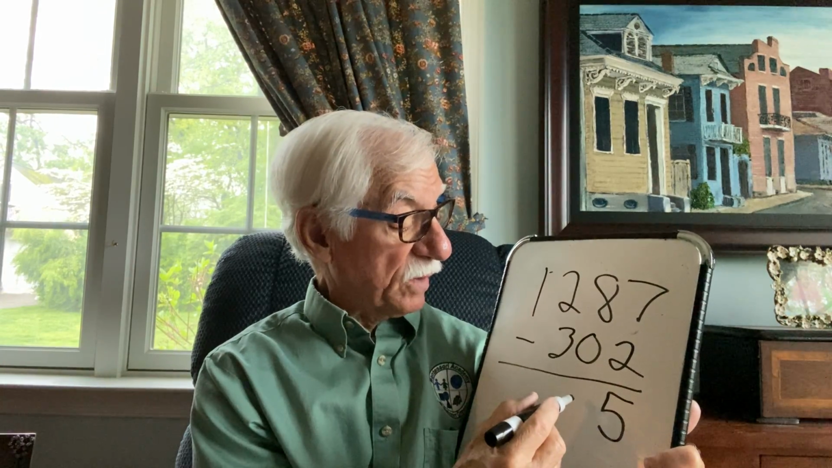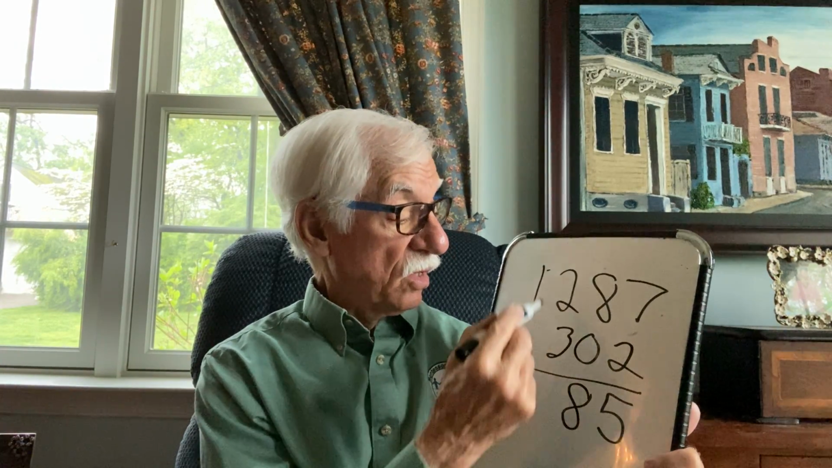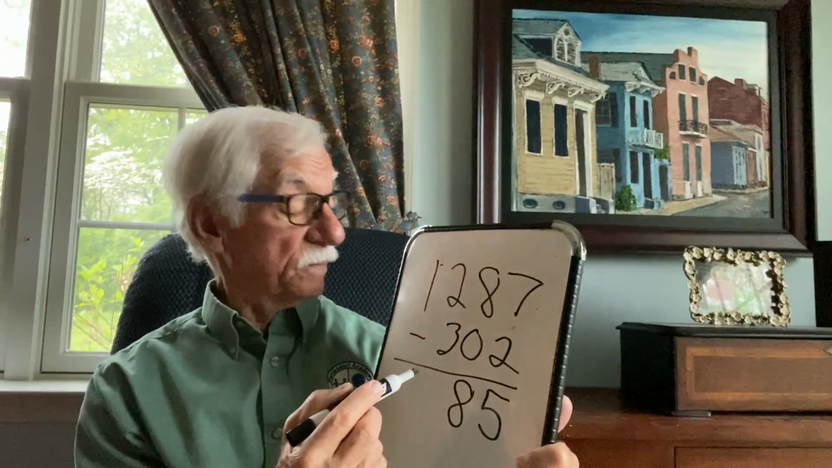7 units take away 2, whoops, forgot, gotta have the equals line. 7 units take away 2 units is 5 units. 8 tens take away 0 tens is 8 tens. 2 hundreds take away 3 hundreds. Can I do that? No, I cannot.